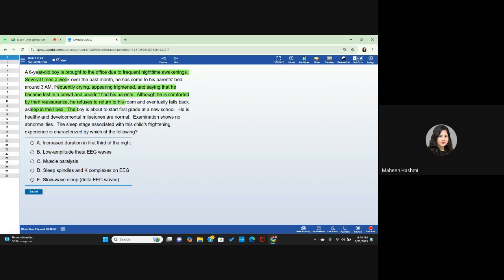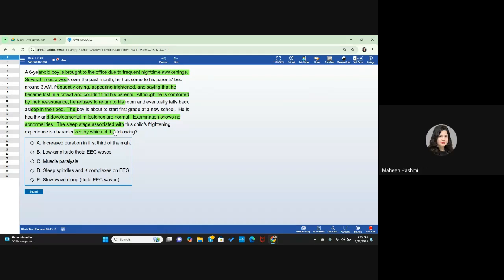The boy is about to start first grade. He is healthy. He has achieved all developmental milestones. Examination shows no abnormalities. What sleep stage is associated with the frightening episode within the child? What do you think the answer is?